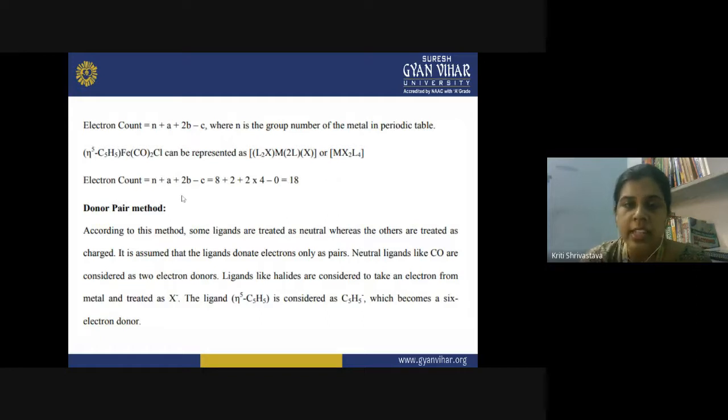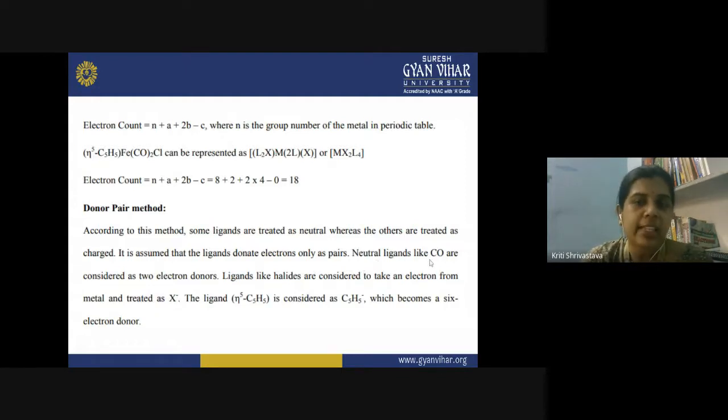Now let us see the other method, that is the donor pair method. In this method, which is also called the ionic method, some ligands are treated as neutral, whereas others are treated as charged. And whenever you are considering the charge on the ligand, you have to consider the charge on the metal atom also. So it is assumed that the ligands donate electrons only as pairs. So it is not considering that any odd number of electron donation is possible.